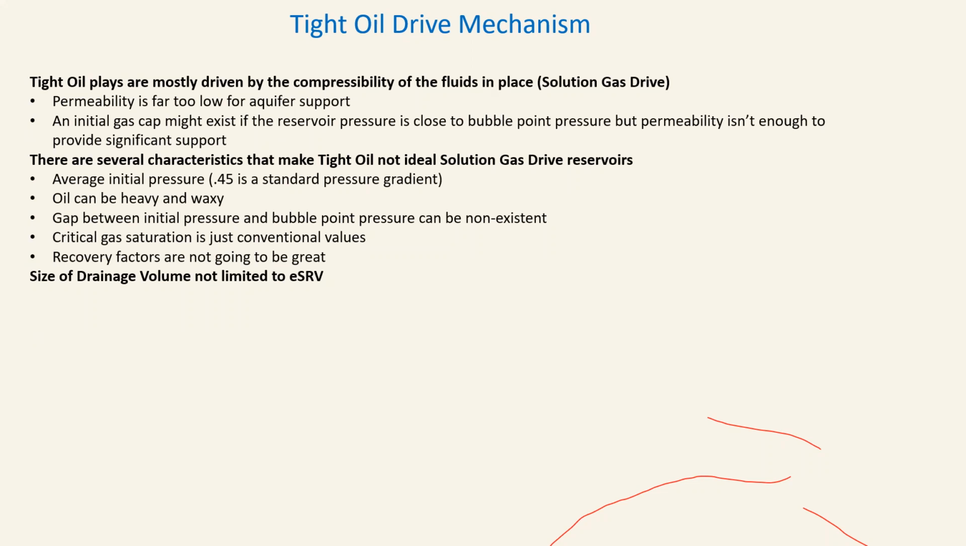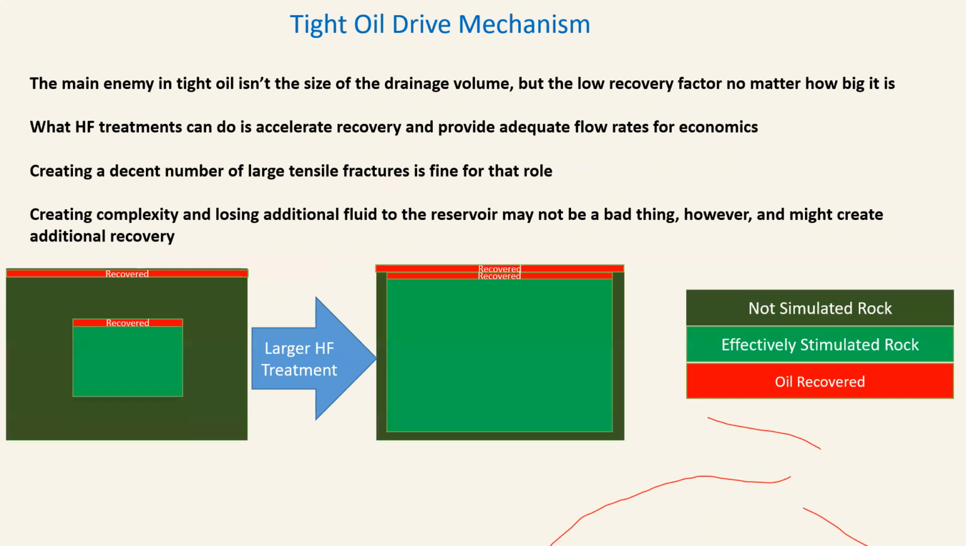The one advantage tight oil has over unconventional is that your drainage volume is not limited to your effective stimulated rock volume. And what I mean by that is that as long as you create a hydraulic fracture to give yourself economic well rates, you don't really care how far that hydraulic fracture extends into the reservoir, because you have enough permeability naturally that it's going to drain your volume no matter what. The downside, of course, is that the recovery factor is so low that even if you're draining a relatively large tank, it may not look great.